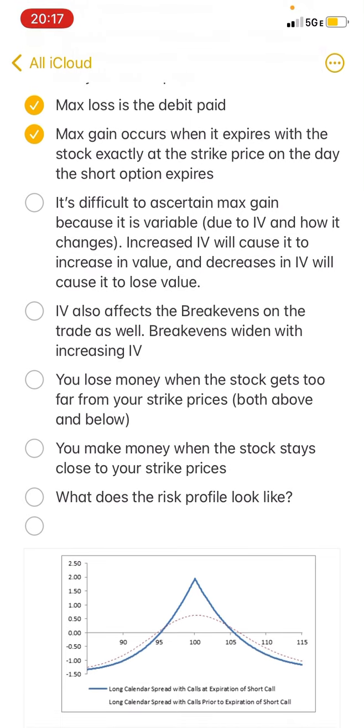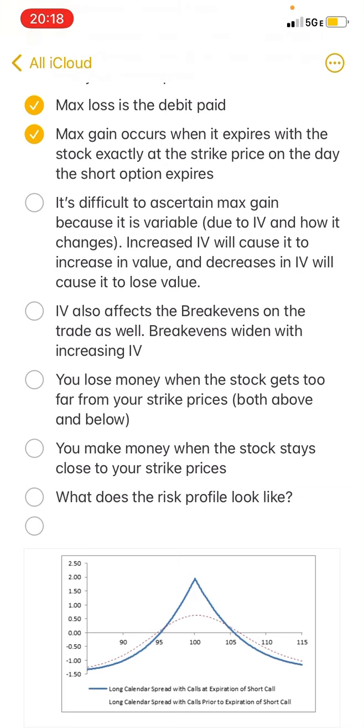Max gain. So what is the max gain? It's not easy to quantify like it is for a credit spread or a debit spread. For a credit spread, the max gain is the credit that you received when you enter the trade. The debit spread is kind of the opposite. If you're in a 10 wide, $2 debit spread, the max gain is $800. It's the width minus the debit you paid. With the calendar spread, it's a little bit more complicated than that.